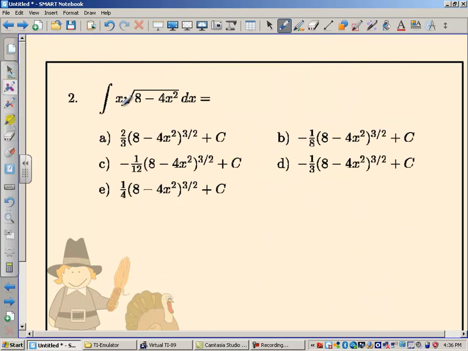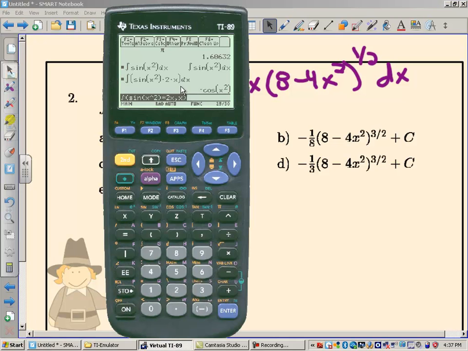This is a little harder one because we've got a square root. But you can still think about this as the integral of x times 8 minus 4x squared to the 1/2 power dx. So I've got something to a power, and then I've got other stuff that may seem complicated, but believe me, it's going to be nice that it was there. Why is it nice that it was there? Because of our examples from earlier.